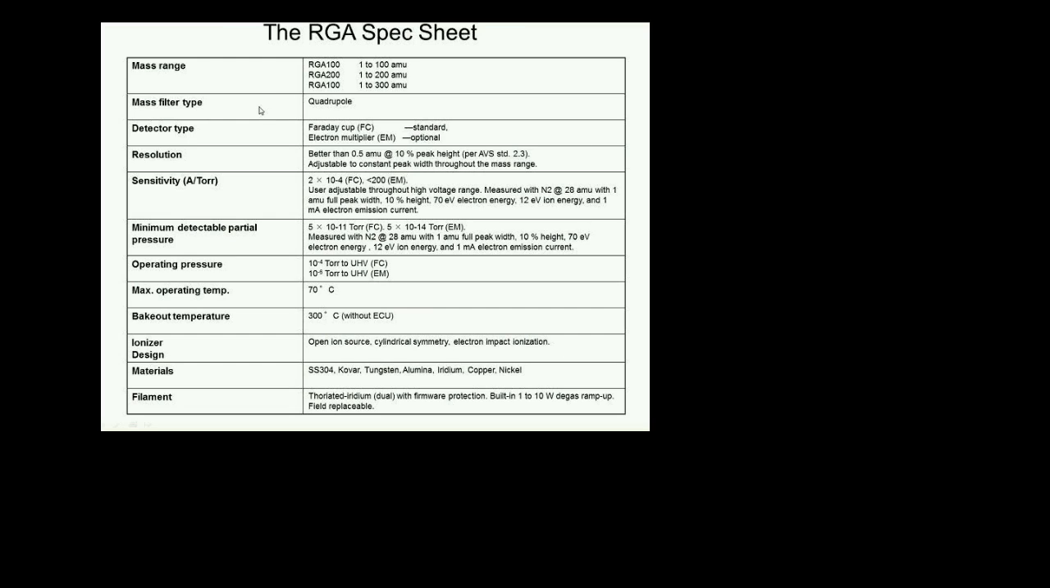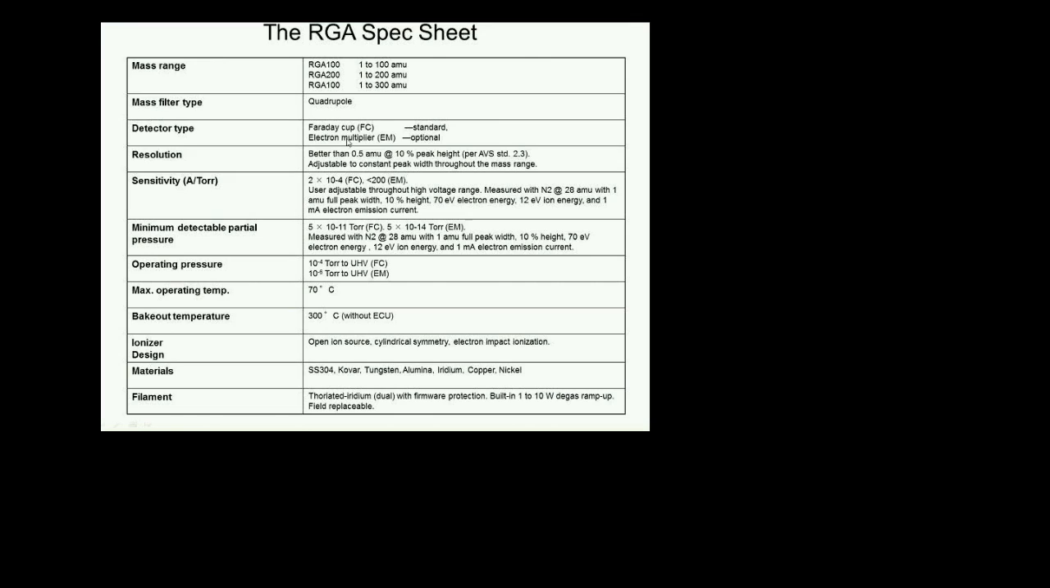And so when you go to buy an RGA, this is the spec sheet that you have to look at. And one of the things it's going to show you is what mass ranges there are. We talked about mass range, right? That's the maximum mass that you can scan with the RGA. And as expected, in this case, you have 100, 200, and 300 AMU. And we talked about when to buy one or the other. What kind of mass filter? Well, it's a quadrupole system. These days you have to say, because there's the ion trap.